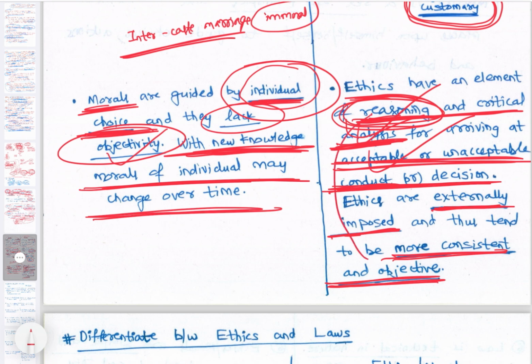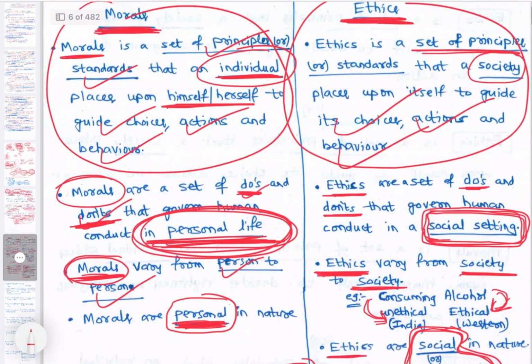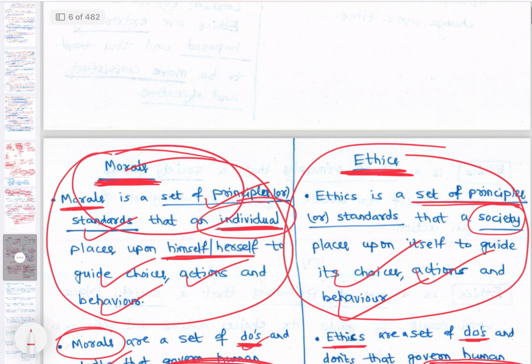By objective comes from here, okay? So they are difficult to change. Even if you want to change, it takes time, because to form those customs, it took some time. It has some logic. So that is the difference between morals and ethics.